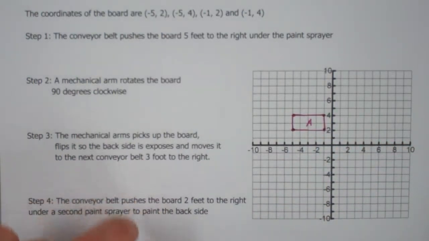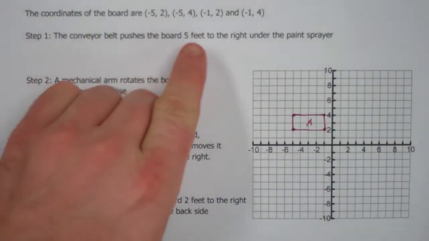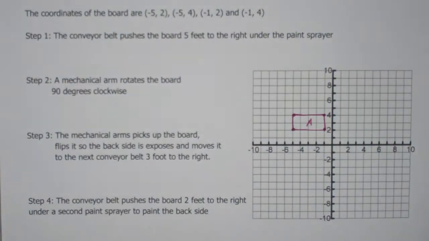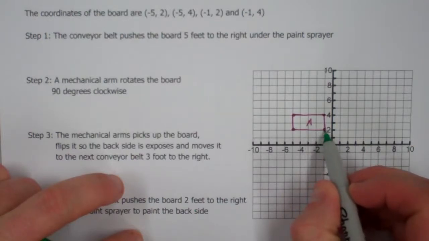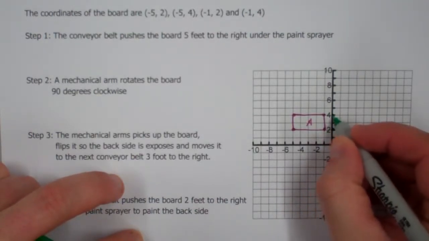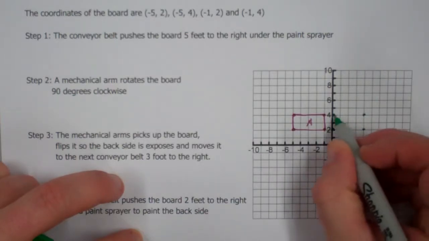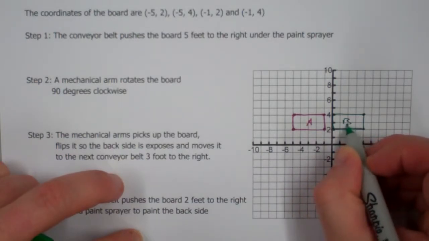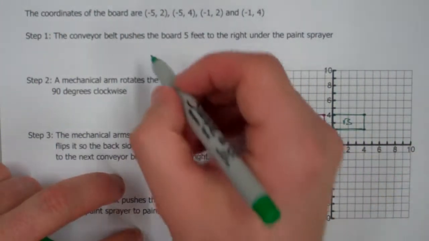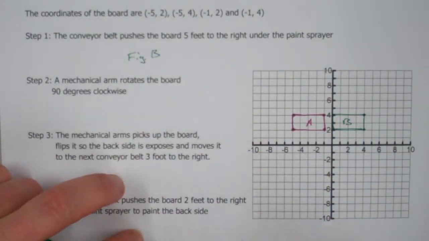The conveyor belt pushes the board 5 feet to the right. Let's use a different marker here, and we're going to go 1, 2, 3, 4, 5 feet to the right. I know that this distance is 4 units, so if I go right 4, I should have my vertices all set up. So there's figure B, that's after step 1.